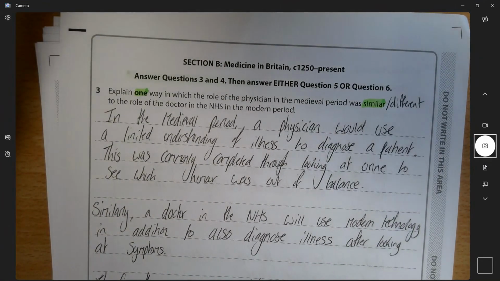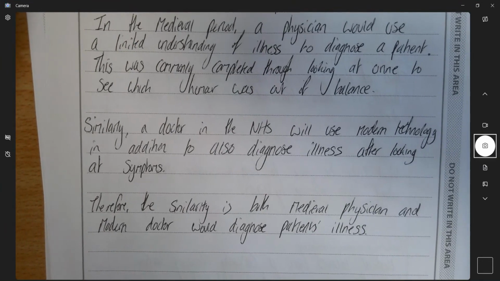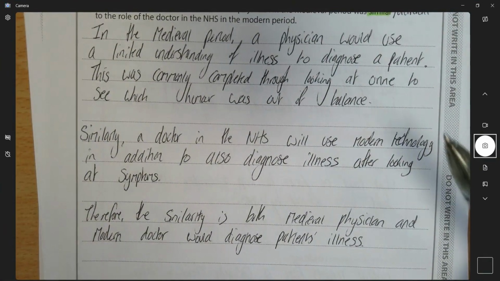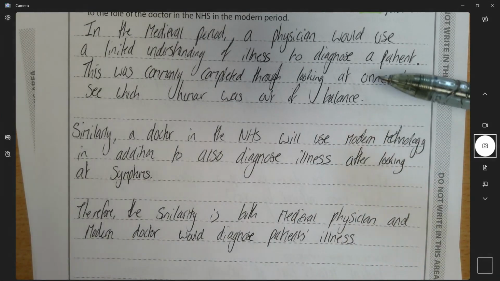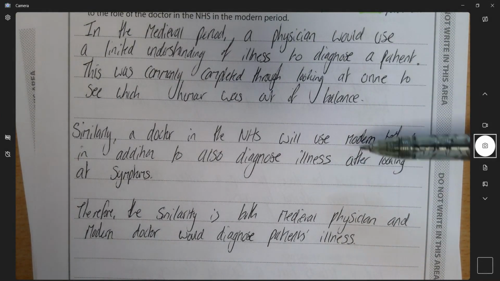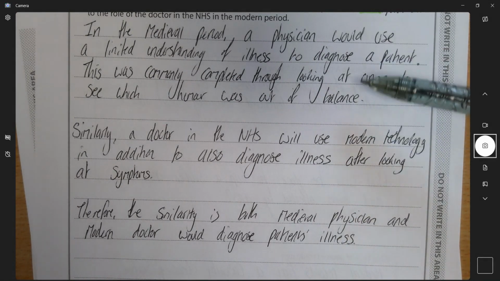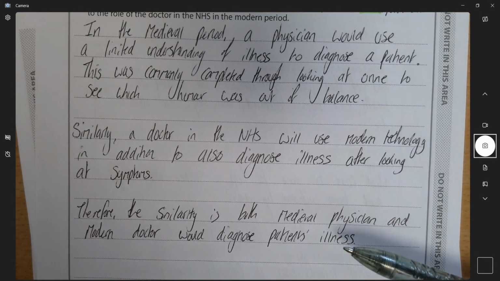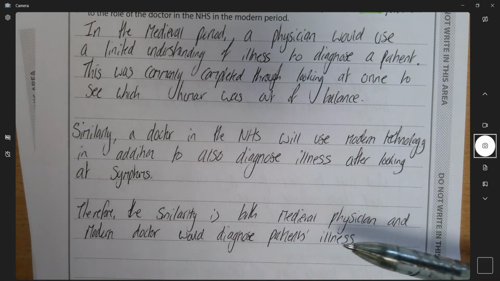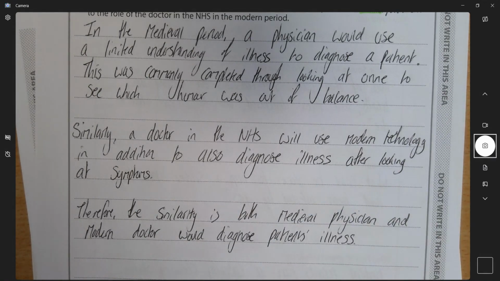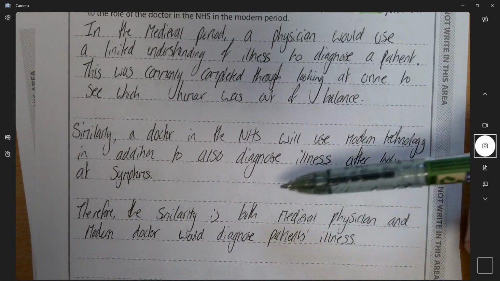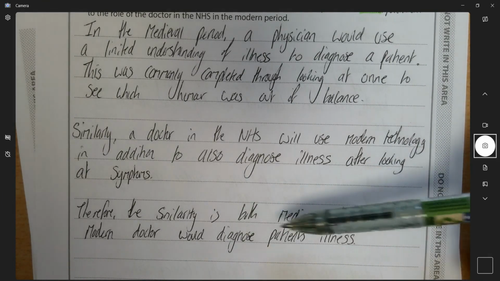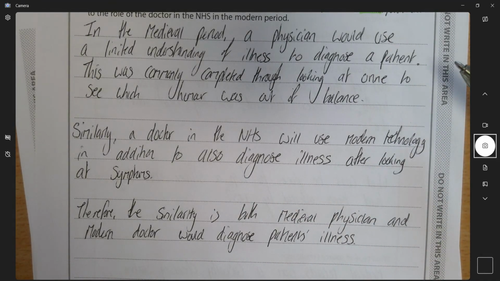Now, I always recommend putting this final line, just because if you have done something slightly weird and it's not 100% what you want to say in terms of similarities or differences, this final line just ties it all together. It's just a fail-safe that doesn't take very long at all. So I always just put at the end, "Therefore the similarity," or indeed the difference if that's the question, "therefore the similarity is both medieval physicians and modern doctors would diagnose patients' illness." As I said, it just ties it together to make sure that something weird hasn't happened with your writing that means it's a little bit ambiguous.